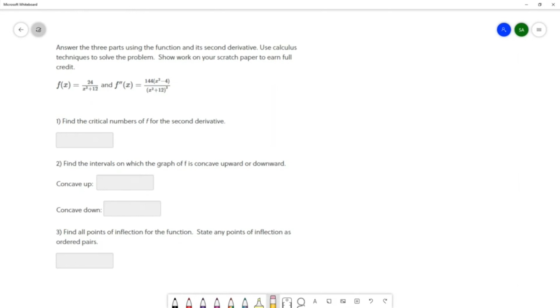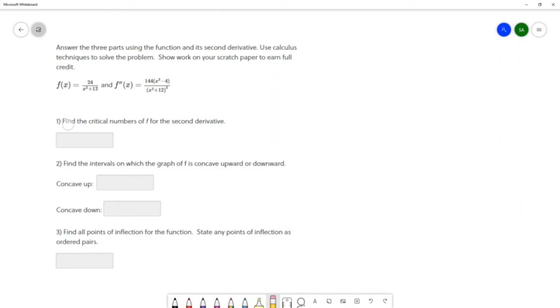So in this example, we are given f of x equal to 24 over x squared plus 12. And we're given the second derivative of f, f double prime, to be 144 times x squared minus 4 over x squared plus 12 to the 3rd power. So that's nice. We don't have to do any derivative calculation on this problem because it was given to us.